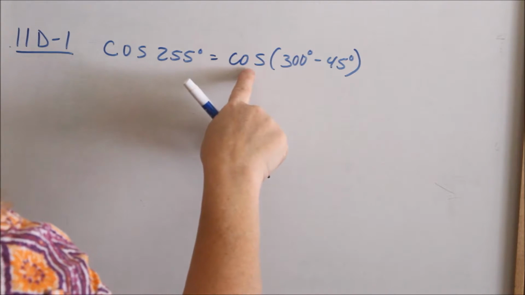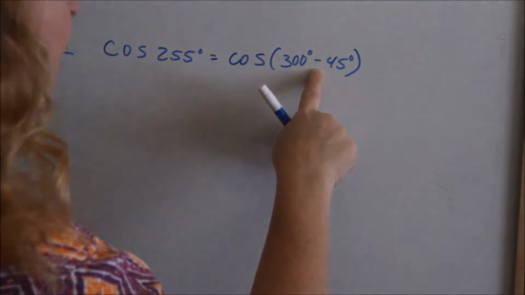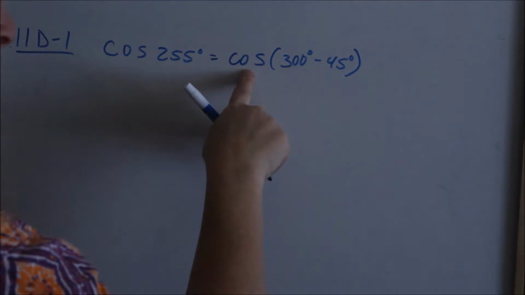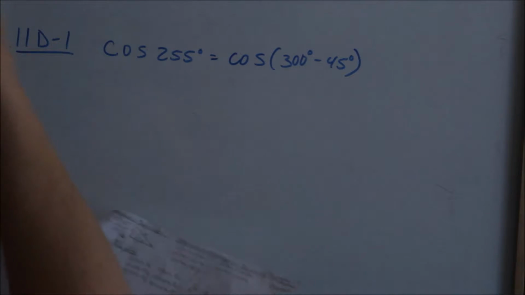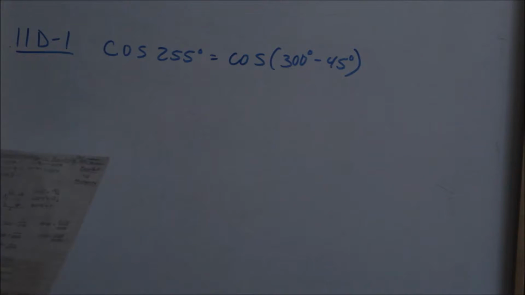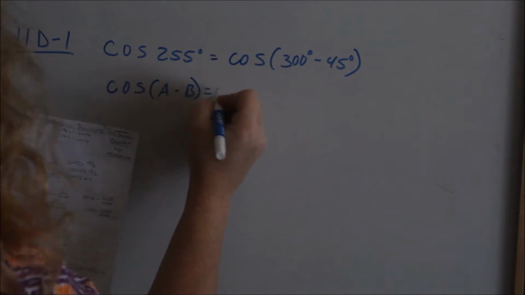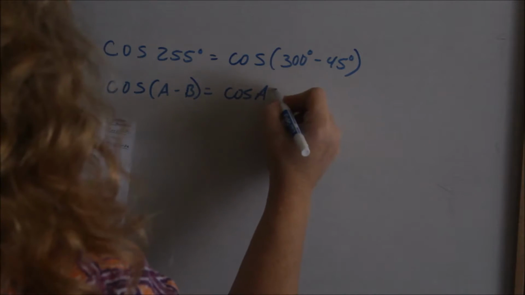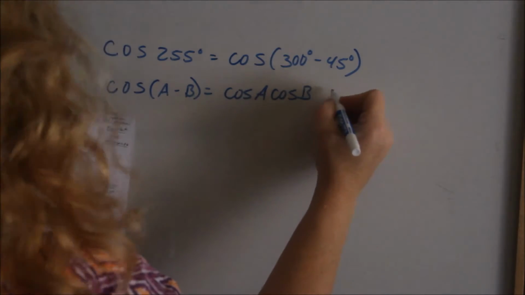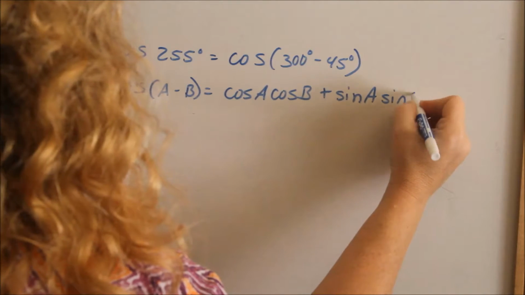So basically I'm turning this into a cosine, a difference problem, subtraction. Another word for subtraction is difference. So I'm turning this into a difference with cosine. So you go to your difference identity for cosine. So the difference identity for cosine is cosine of one angle minus another angle is the same as cosine of the first angle times cosine of the second angle plus sine of the first angle times sine of the second angle.